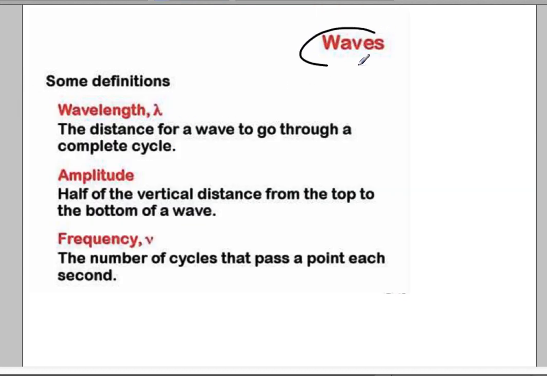Now when we talk about the wave issue, or being able to label waves in chemistry, the first thing you have to understand is what is wavelength. The definition of wavelength is the distance for a wave to go through a complete cycle, and I'm going to show you a picture in a second. Amplitude is half the vertical distance from the top to the bottom of the wave, and then finally frequency is the number of cycles that pass a point each given second.